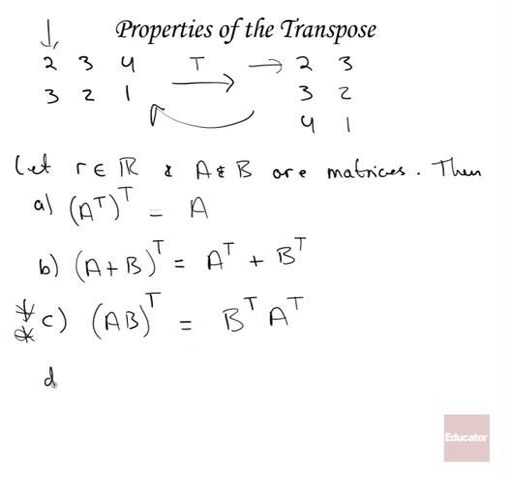And then of course our final one, we have some scalar multiplied by a matrix A. If we take the transpose, that's just the same as the scalar times the transpose of A. So you take the transpose first, and then you multiply, as opposed to here where you multiply first, which is why we have the parentheses, and do the transpose.